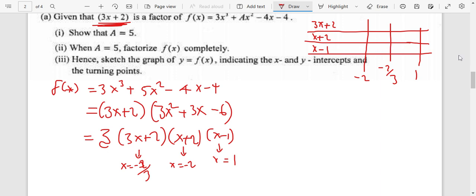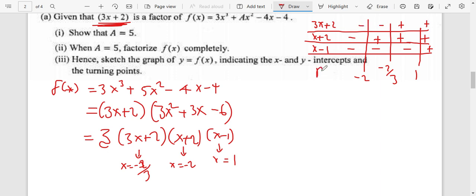So anything above 1, putting in that function, it will give me a positive. Below 1 will give me a negative. When I equated x plus 2 to 0, I found negative 2. Anything above negative 2 is going to be positive, and anything below is going to be negative. When I equated 3x plus 2 to 0, I found negative 2 over 3. Anything above is going to be positive. Anything below is going to be negative.